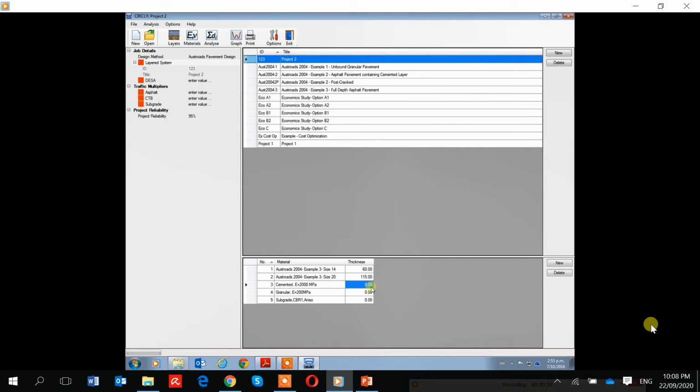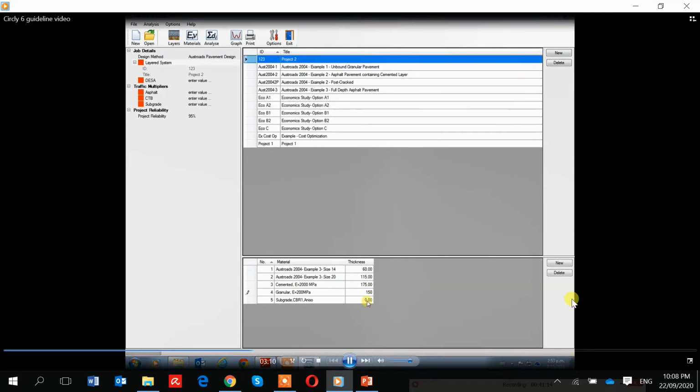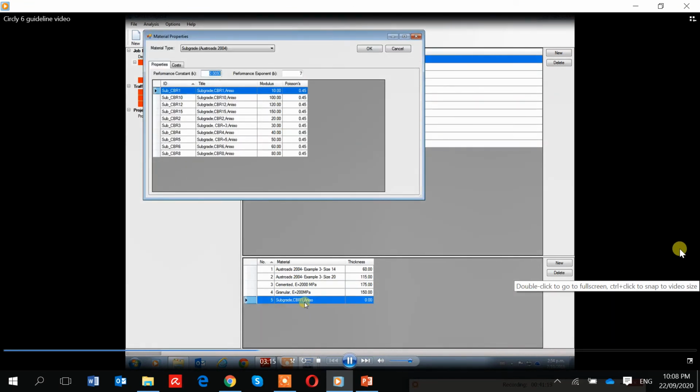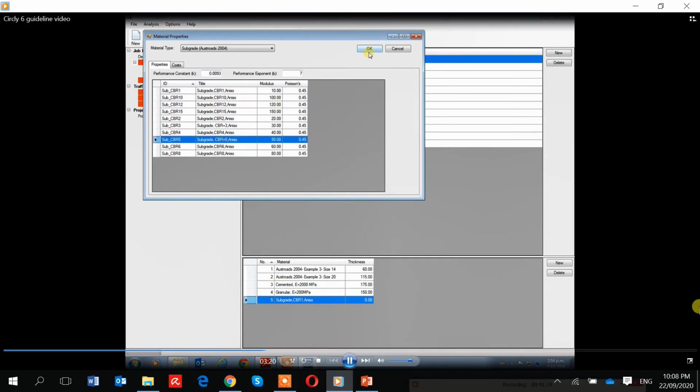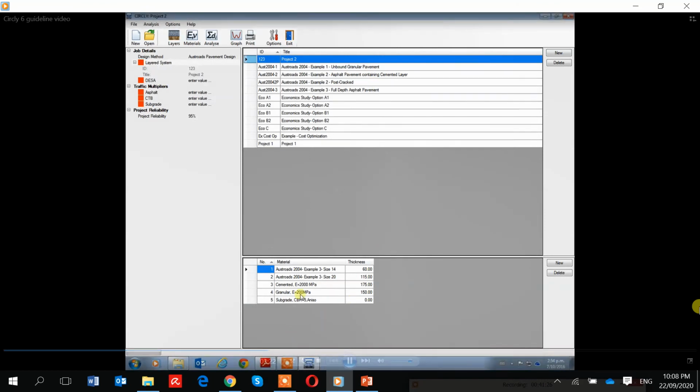For the cemented layer, I'm going to put a thickness of 175. And for the granular layer, I'm going to put 150. For the subgrade, we can't measure it, there's no thickness, so we let it be 0. But the subgrade that I'm going to use is CBR 5. Okay, so we have done the properties and the thicknesses, and we need to put in some input data.